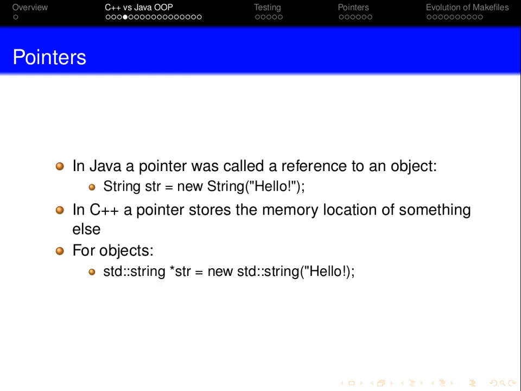I mentioned this a little bit. In Java, a pointer was called a reference to an object. String str equals new string. In C++, a pointer stores the memory location of something else. So for an object, you have std::string *str equals new std::string hello. So these two lines are basically the same, because str up here in Java is actually a pointer to a string object. It's just that in C++, if you want your object to be on the heap, you have to explicitly make it a pointer and then call new afterwards.